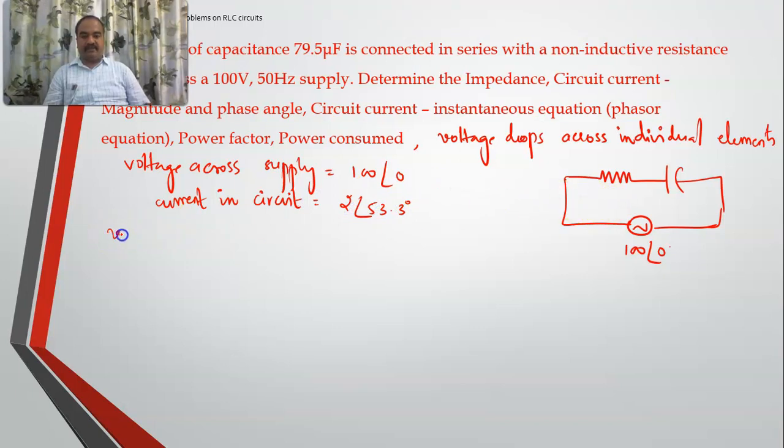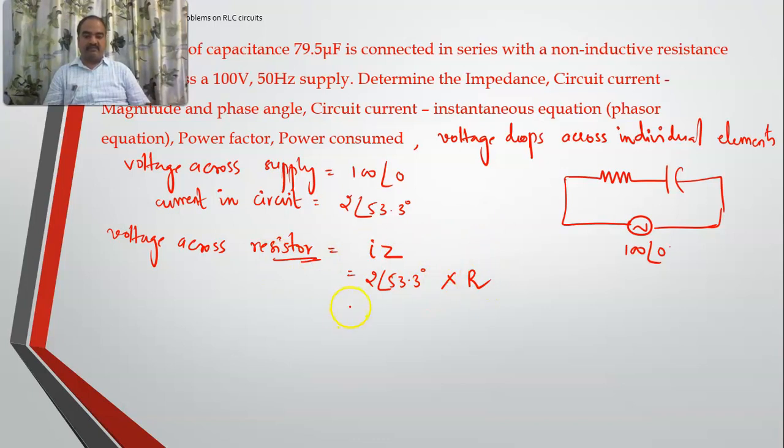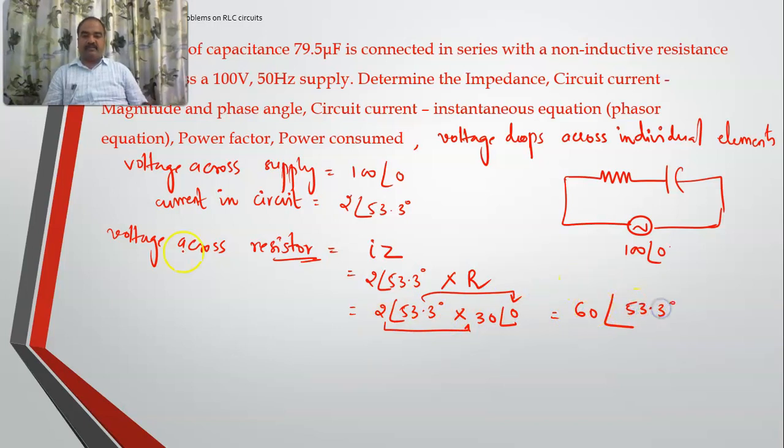Now I should calculate the voltage across the resistor and capacitor individually. So the voltage across the resistor is equal to I into Z, where I is 2 at an angle of 53.3, into, for a resistor, the Z value is only R. I told you already. And what is this R value? R value is 30 in this case. If I don't have an angle, I'll directly write it as 0, isn't it? So 2 into 30, it is 60. And the angle, what is this one? This is 53.3 plus 0, it is 53.3.